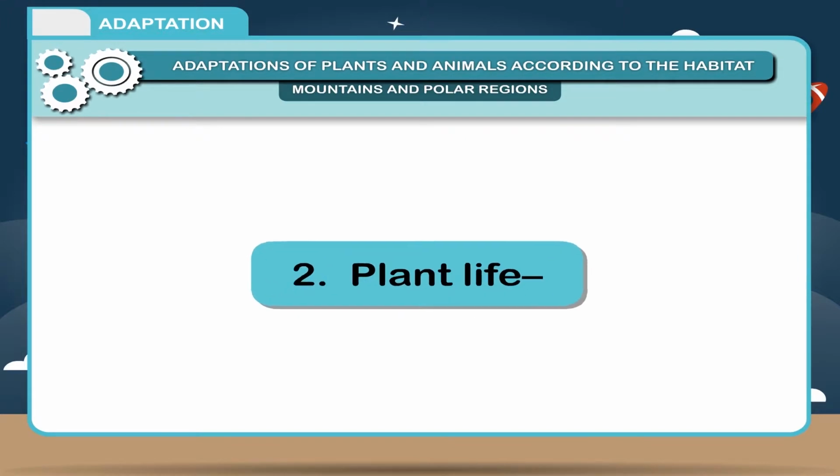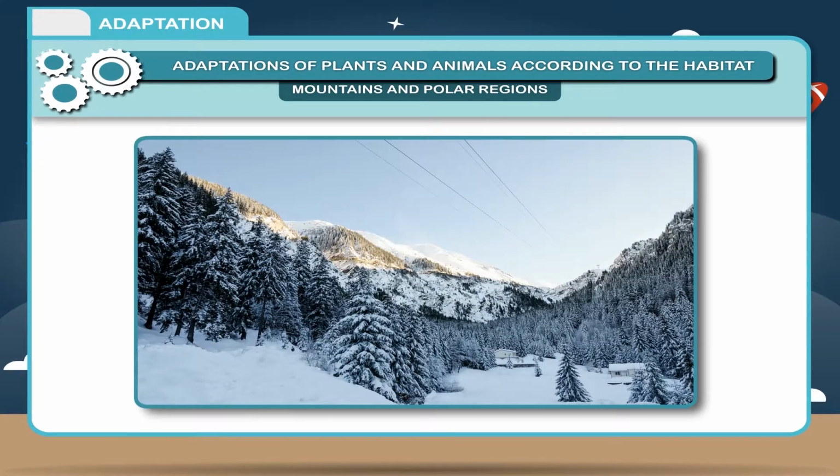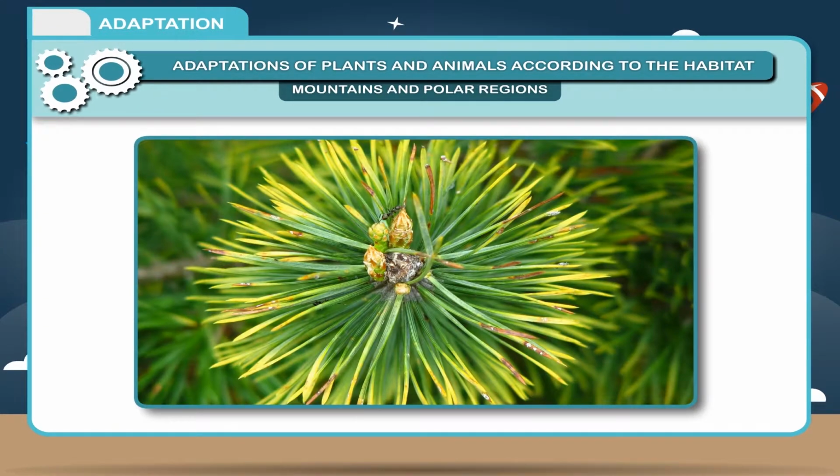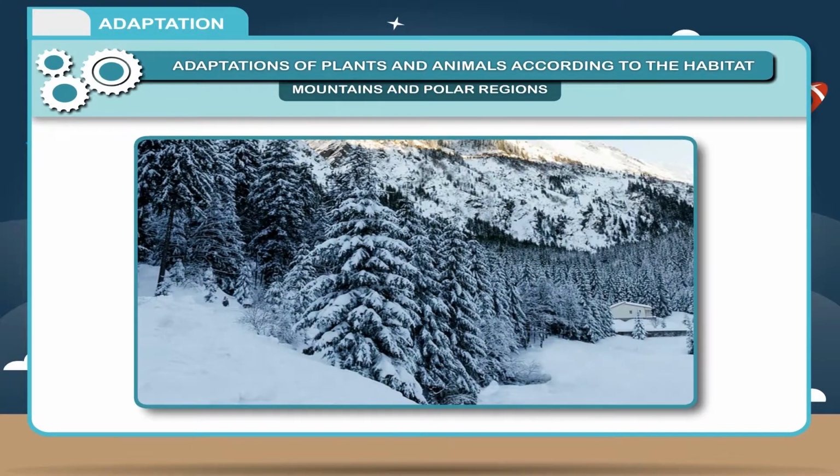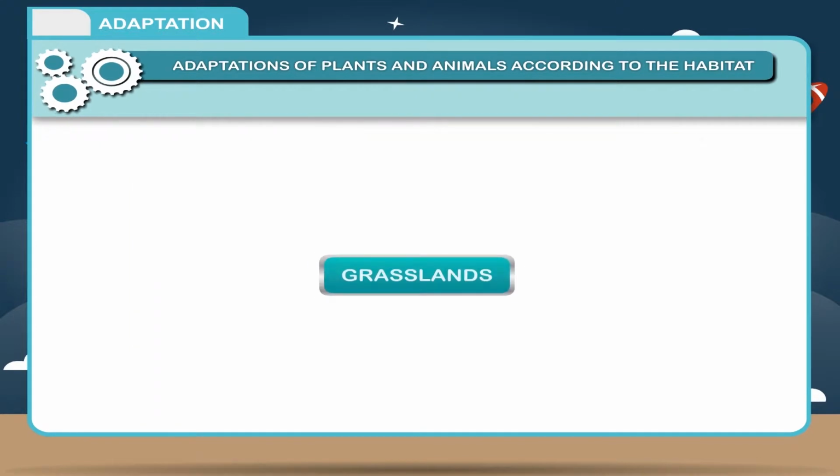2. Plant life. The trees growing in mountains are cone-shaped with sloping branches. Many of them, like pines, have sharp needle-like leaves. It helps the snow to slide off easily. If it does not happen, the branches would break because of the weight of the accumulated snow on them.